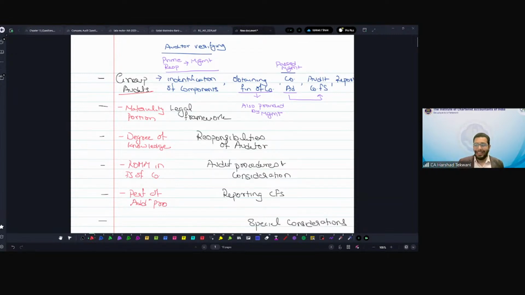Now, based on all these things, the principal auditor has to decide whether he can accept his participation or whether he can act as a principal auditor or not. Yes or no? Yes, sir. Now you know. So these were the four important points that we discussed.